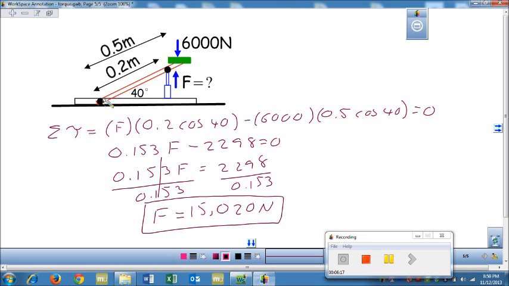So once again, what we did was just the sum of the torques around this pivot point here. That gave us F times 0.2 times the cosine of 40 to get this perpendicular distance to F, minus, because clockwise, 6,000 times 0.5 cosine 40 equals 0. So that's basically the whole deal.